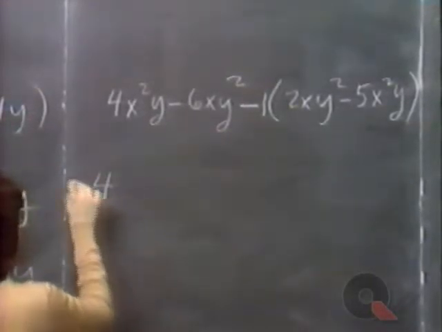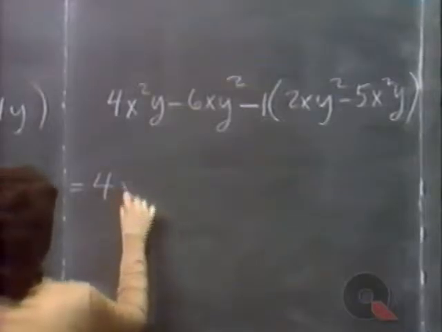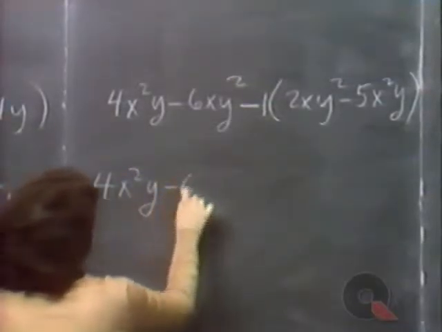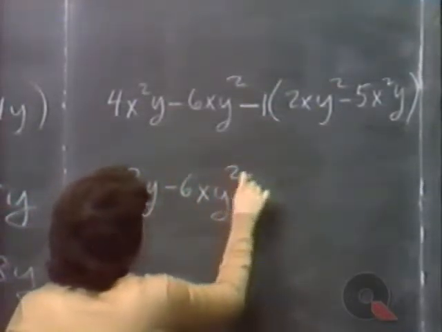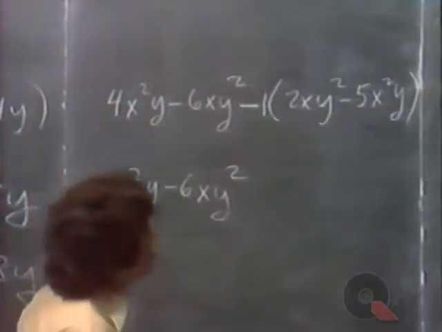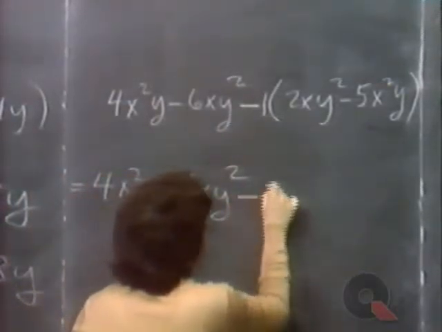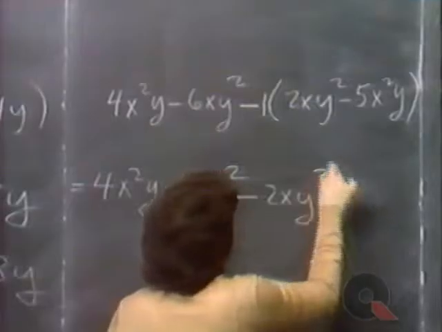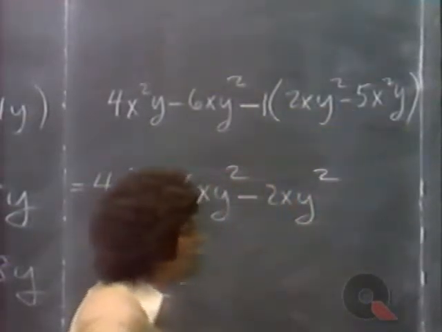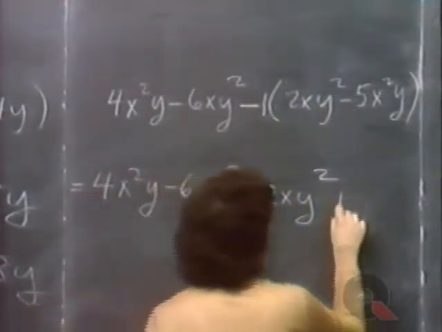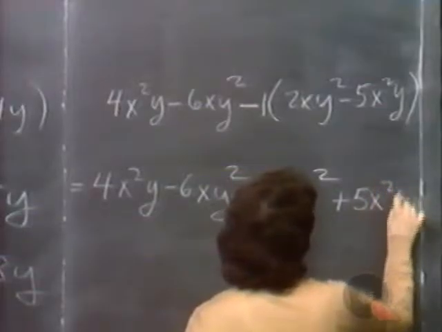Okay, so we have 4x squared y minus 6xy squared. Now, minus 1 times the 2xy squared, that's minus 2xy squared. Minus 1 times the minus 5x squared y is plus 5x squared y.